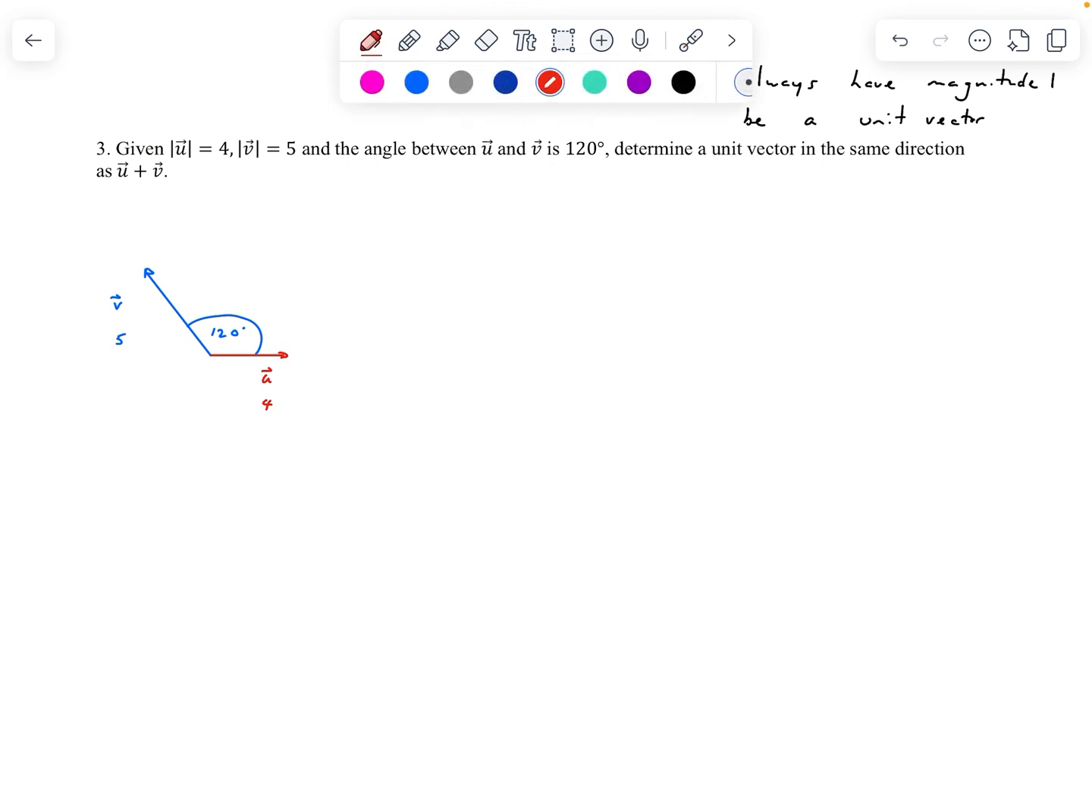So I'm going to draw them head to tail so that I'm adding them. So here goes vector U, like so. Here goes vector V, like that, and here's vector U plus V. So I'm going to answer this question two different ways.